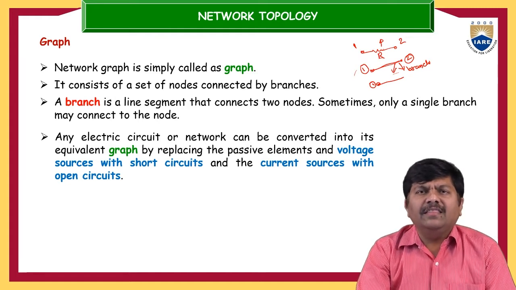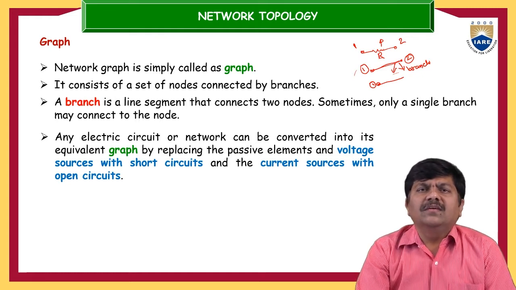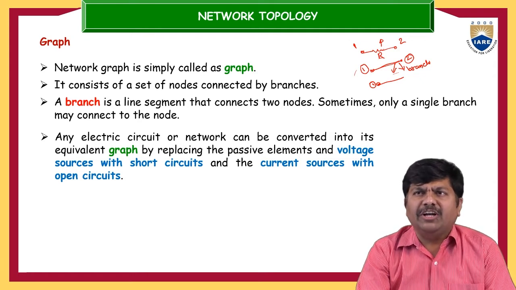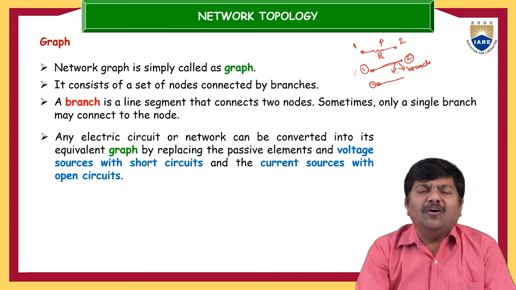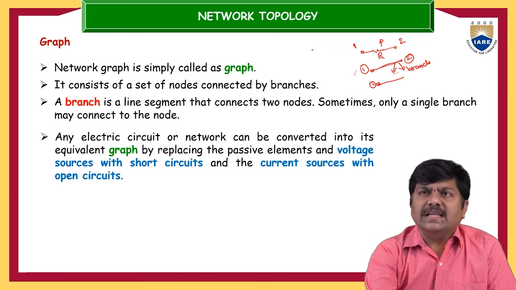Here in this process, we have to remember one or two thumb rules that will be very helpful for us to reduce the given electrical network to a network graph. Any electrical circuit or network can be converted into its equivalent graph by replacing the passive elements and voltage sources with short circuits, that is, with solid line segments, and the current sources with open circuits. Whenever we come across current sources, you simply place nothing between the two nodes.